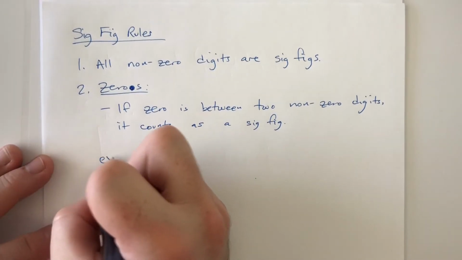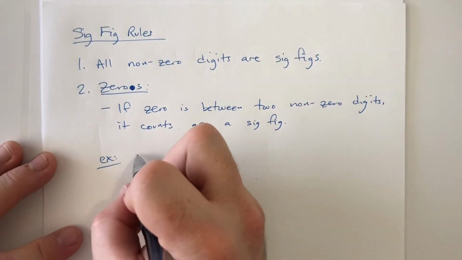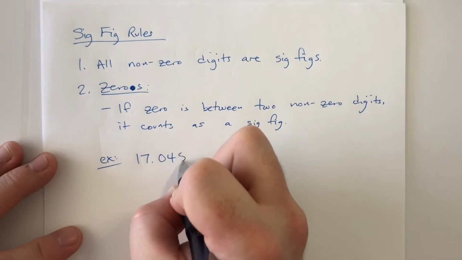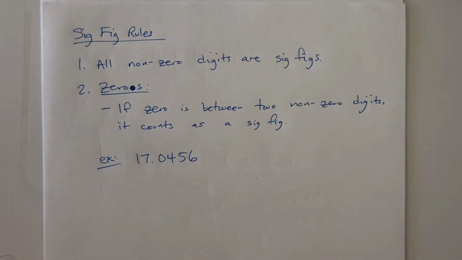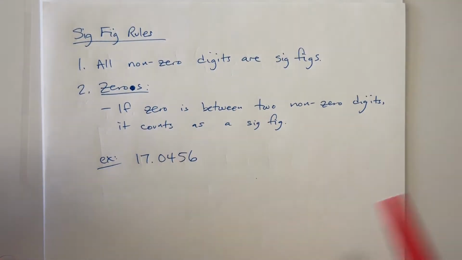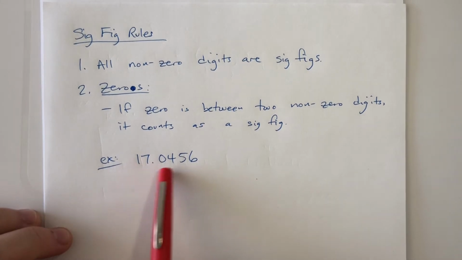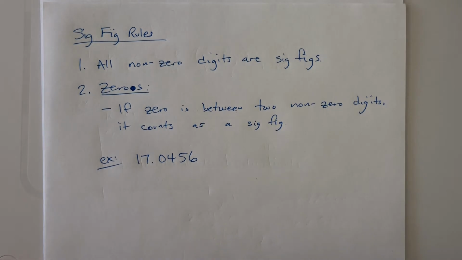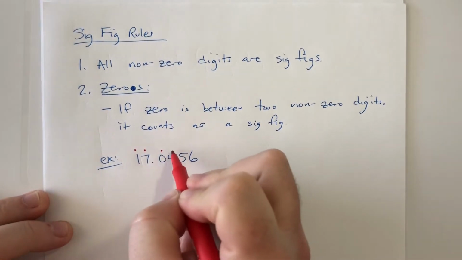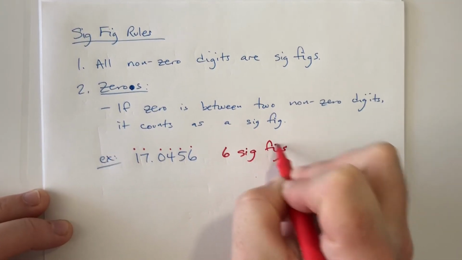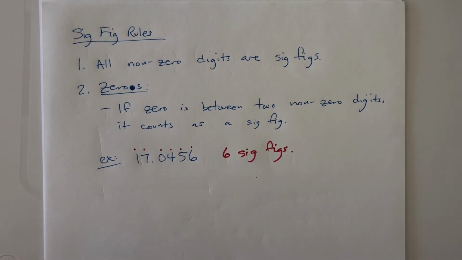So for example, if we had 17.0456. Okay. The 1, the 7, the 4, the 5, and the 6 are all non-zero digits. They're all sig figs. This 0 is in between two non-zero digits, so it counts also. So this number would have 1, 2, 3, 4, 5, 6 sig figs. Not too tough, right? Honestly, you're just counting how many numbers are in a number. It sounds repetitive and tedious.